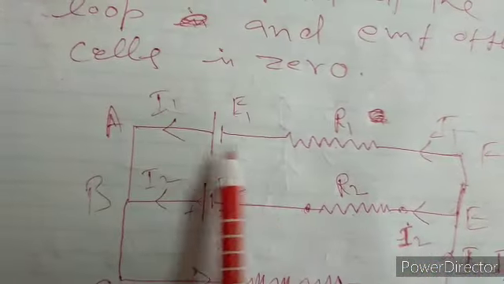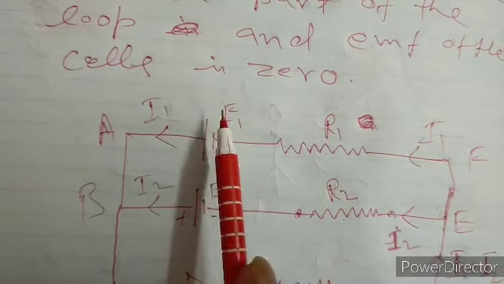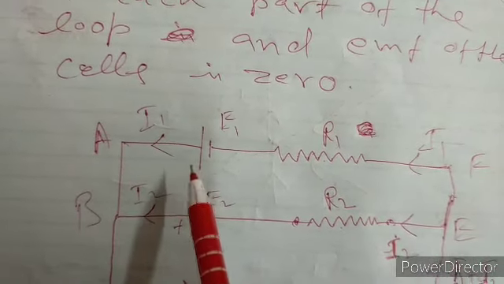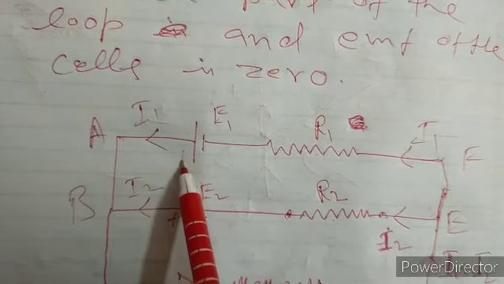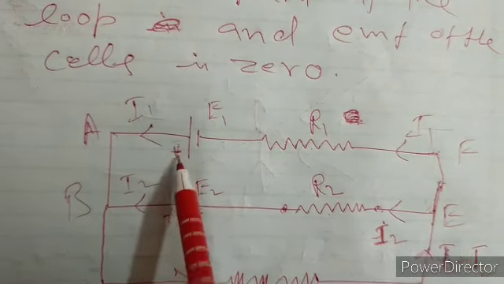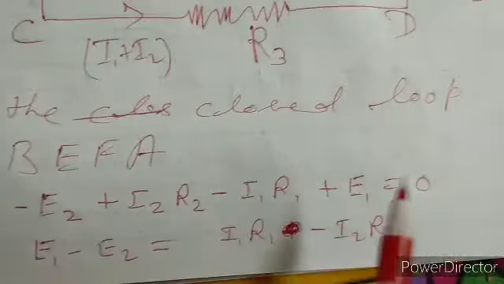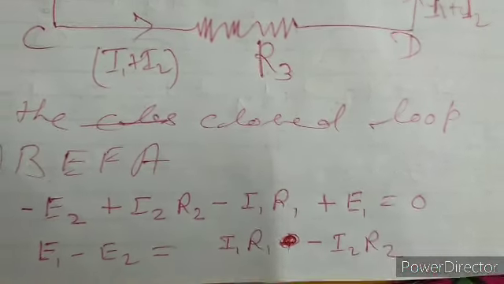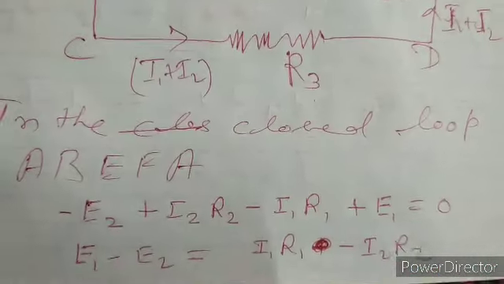Now we are going towards A and we are facing the battery. What do we have to take? The second terminal. The second terminal is positive. Then plus E1. Plus E1 is equal to 0.